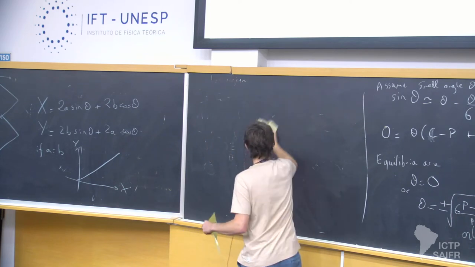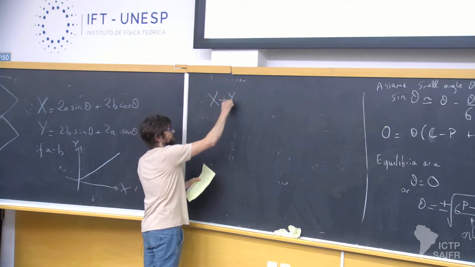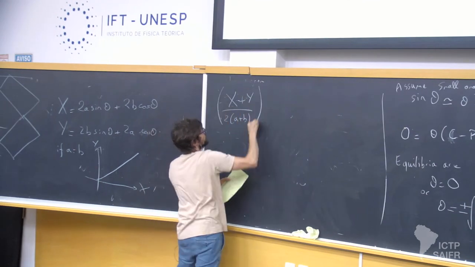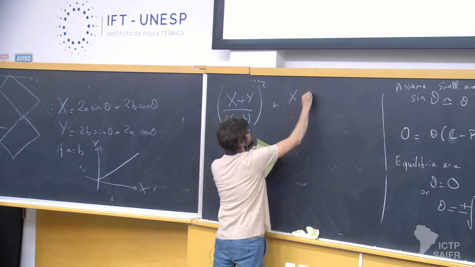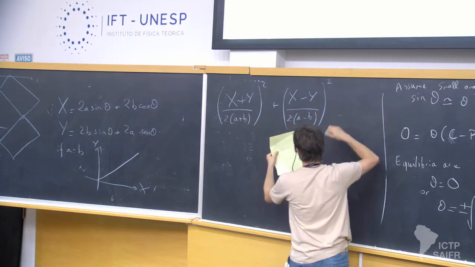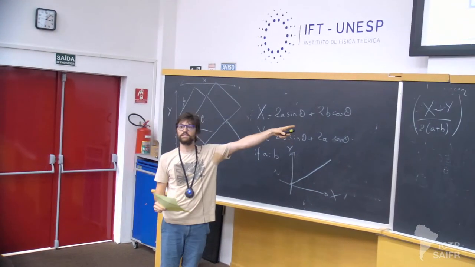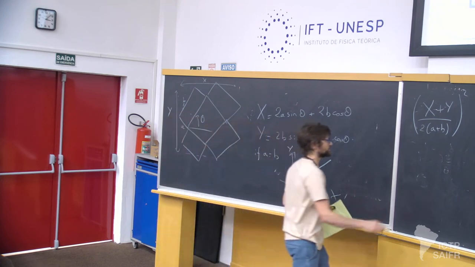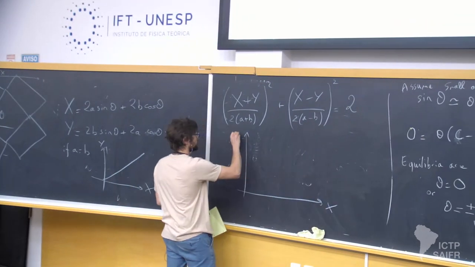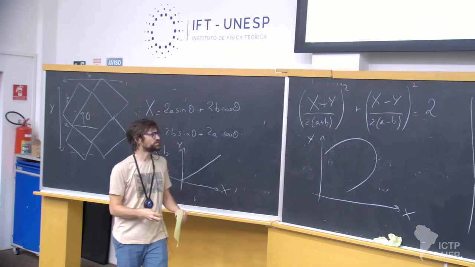If a is different from b, I don't have the time to do the derivation, but you can show that x and y are related like this. You can show that they have this relation, and this is actually the equation of an ellipse. And so when theta goes between 0 and pi over 2, what you have is a quarter of an ellipse, like this. Which explains what I said.